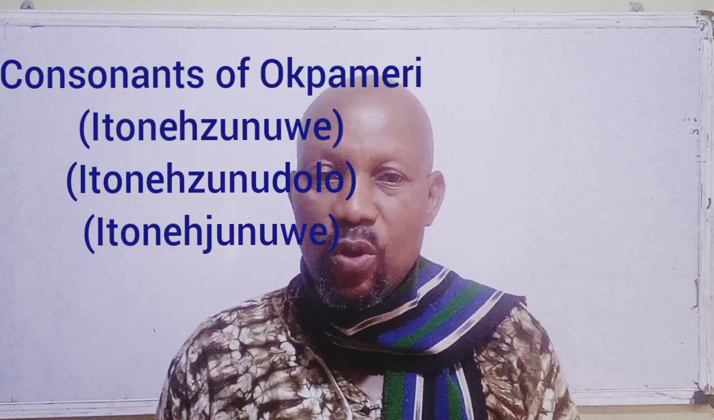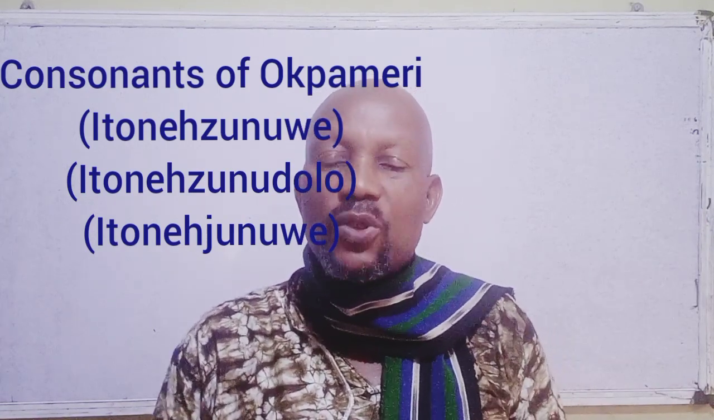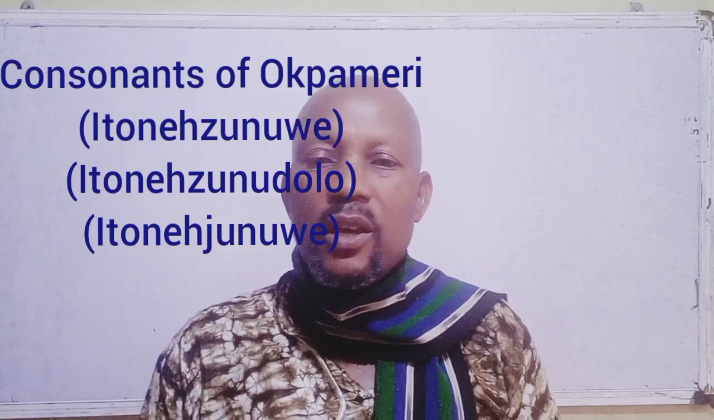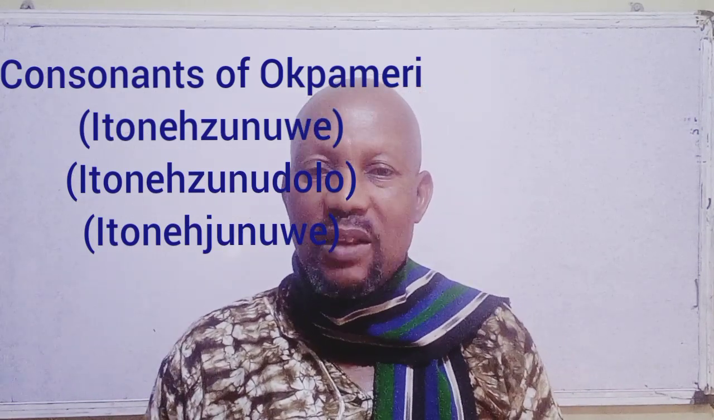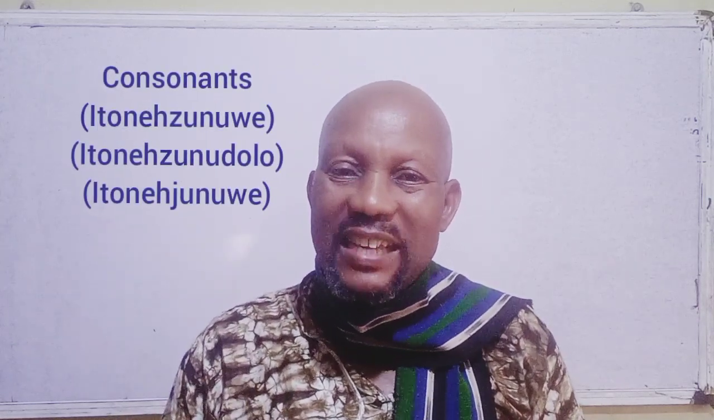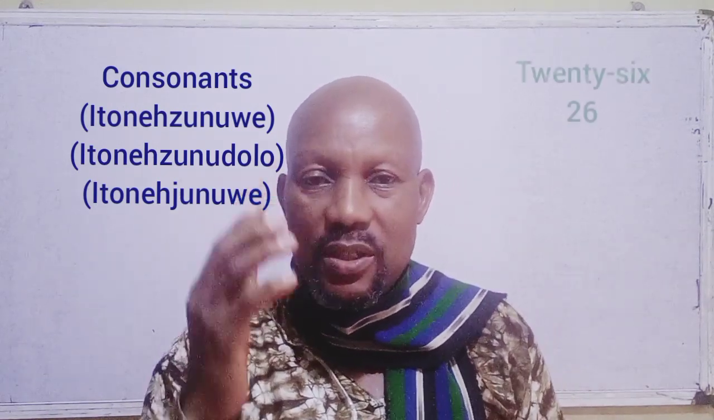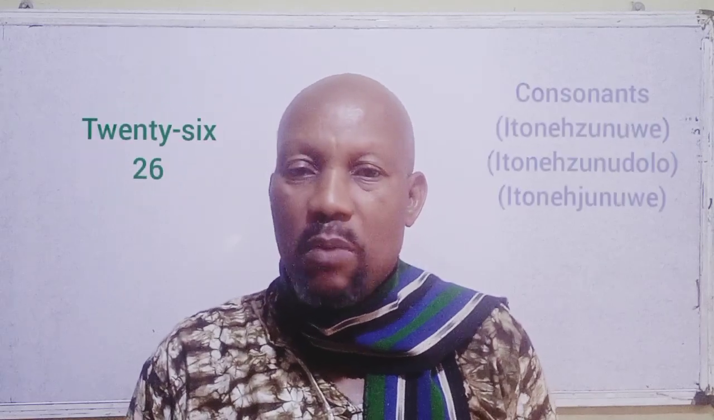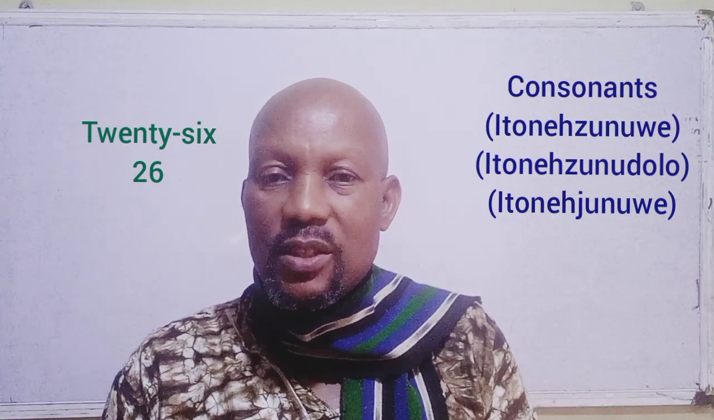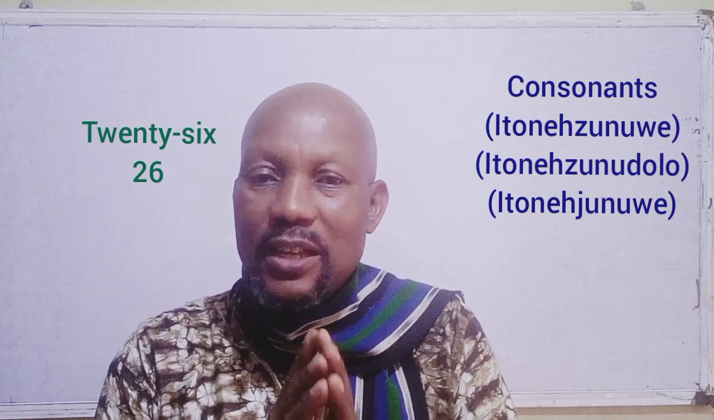Itone zunudolo. That is what the English people call consonant. So what we'll be calling consonant in Okpameri is itone junuwe. That is our formation for consonants in Okpameri. Ito nezunudolo Okpameri are 26. Ito nejunuwe Okpameri 26.